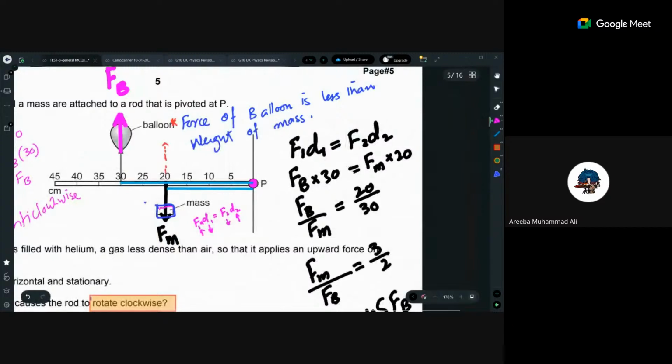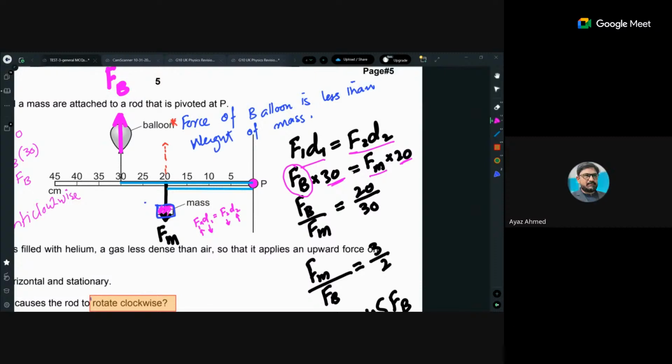Sir, I am confused. Can you explain properly? Yes. F1 D1 equals F2 D2. So this is the force of the balloon, and this is 30 centimeter. That is its moment arm. Is it clear to you? Yes. Okay. Then I have written Fm. Fm is the force of this mass, and it is placed at a distance of 20 centimeter.